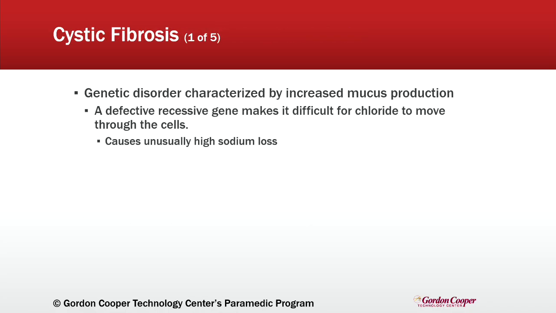Cystic fibrosis is a genetic disorder that causes increased mucus production in the lungs and the digestive tract. It results from a defective recessive gene inherited from each parent. This defect makes it difficult for chloride to move through the cells, and the condition causes unusually high sodium loss. Mild cases may go undetected in childhood.